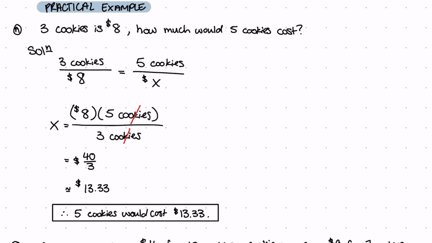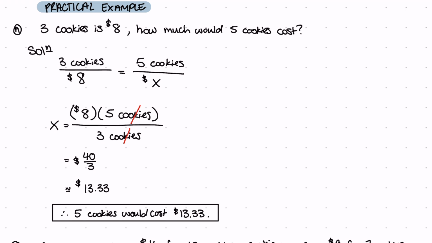So now I want to give a bit of a practical example of how you would use cross multiplication. I said cross multiplication is good for comparing things like ratios or finding an equivalent ratio. So let's say we have 3 cookies for $8 and we want to figure out how much 5 cookies would cost. So remember, we're finding an equivalent fraction.